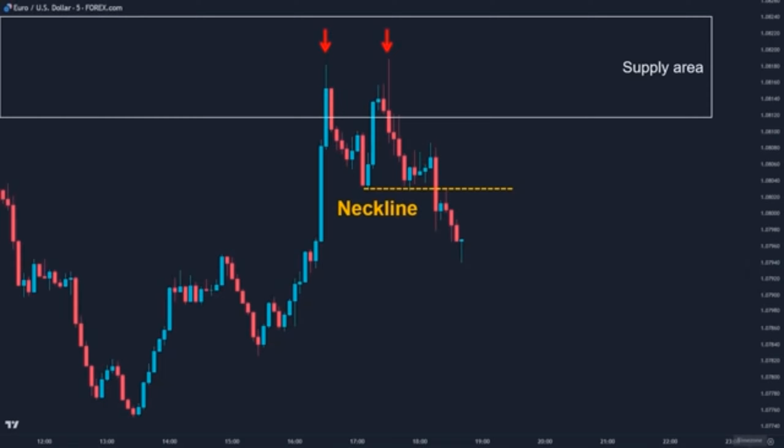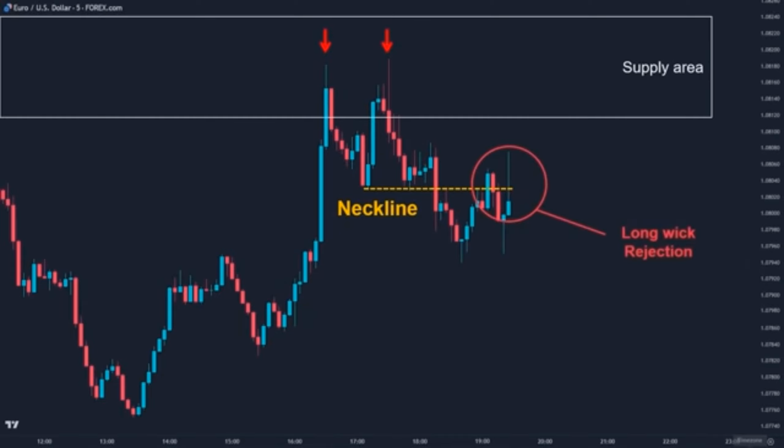Breakout direction. A bearish breakout is confirmed when the price falls below the neckline. The pattern forms after a strong uptrend and signals a possible reversal into a downtrend. It suggests that buyers attempted to push prices higher, but failed twice, leading to a breakdown.